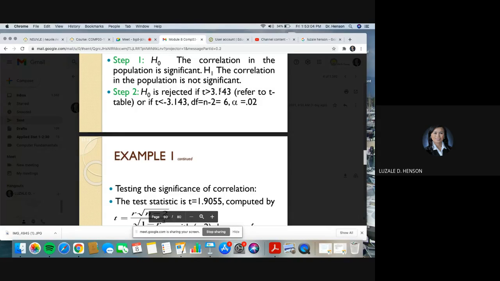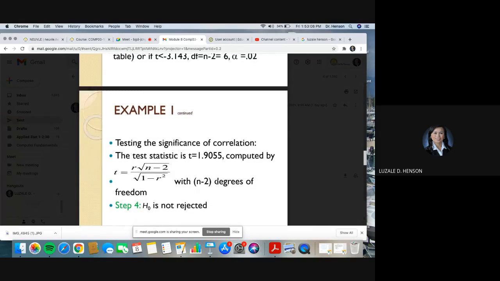And how do we compute for the T in the formula? So this is now the formula for testing, wherein you fill in the value of R, 0.614.